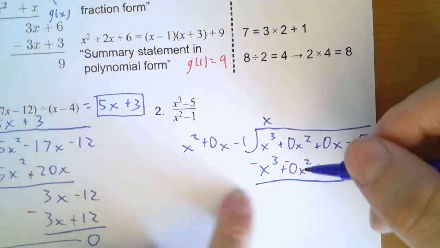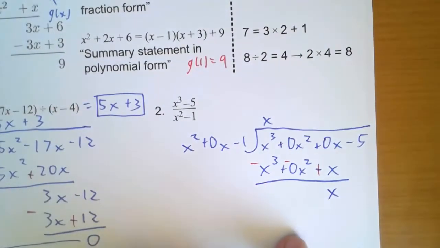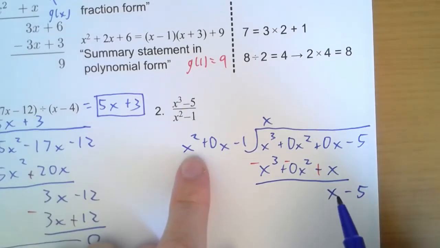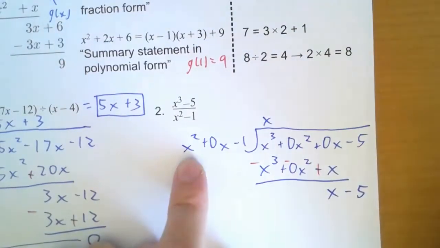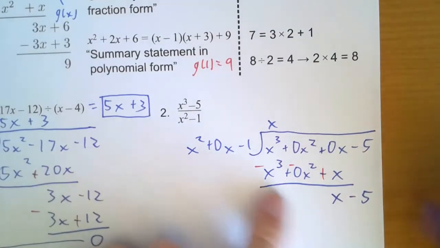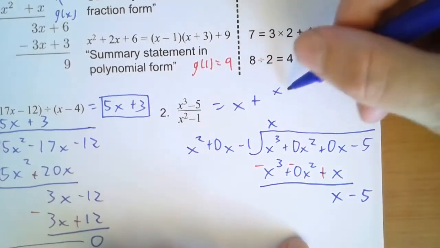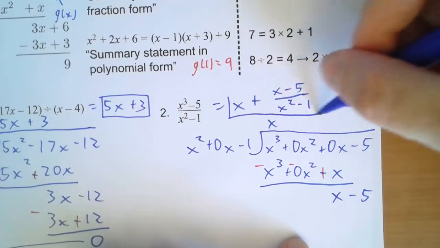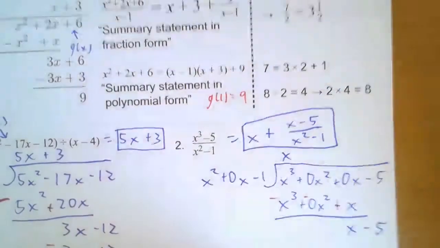And then I can combine these like terms. Those cancel out. That's just 0x squared. So I've just got an x right there. I can bring down the minus 5. Well, take a look at that. x squared into x. x squared doesn't go into x. To multiply x squared by something and get x, I would need a fraction here. So I'm done dividing. I'm ready to write my answer with my remainder. I can say that this is x plus x minus 5 over x squared minus 1. And that's the answer, or what the book is going to call the summary statement in fraction form.